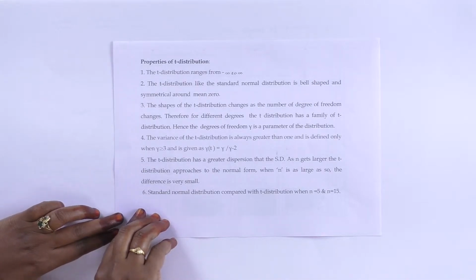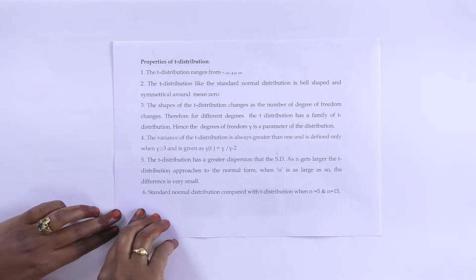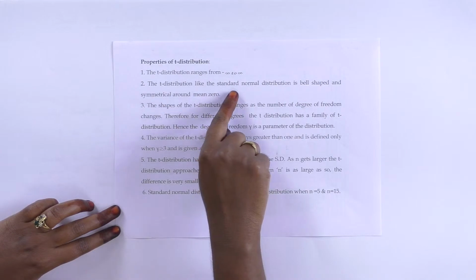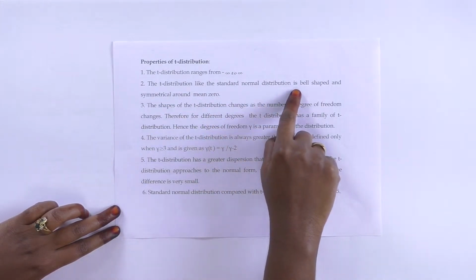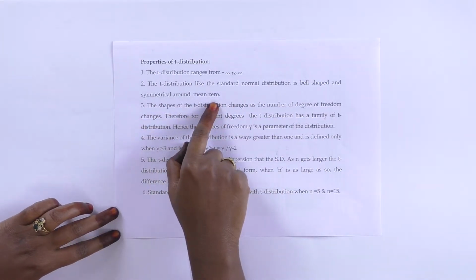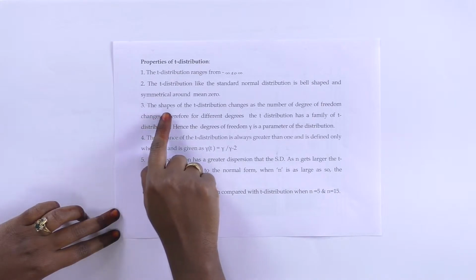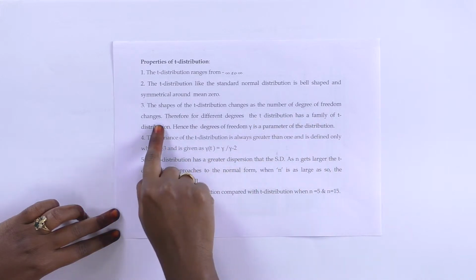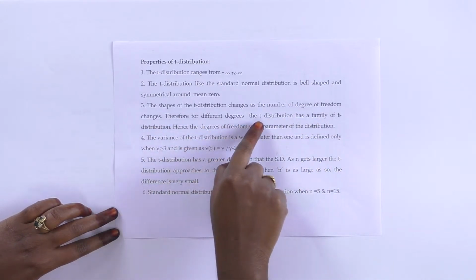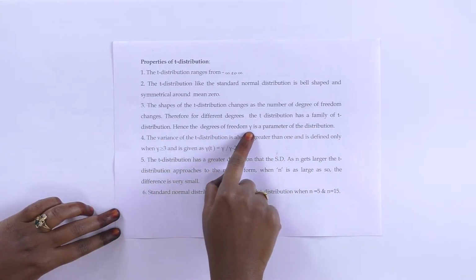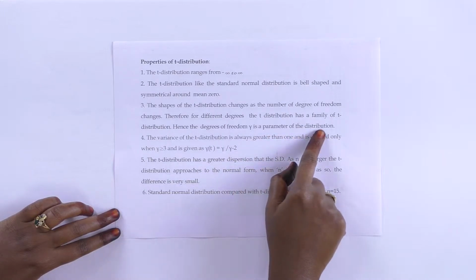Now we are going to discuss the properties of the t-distribution. First, the t-distribution always ranges from minus infinity to plus infinity. Second, like the standard normal distribution, it is also represented as a bell-shaped curve, and it is symmetrical about the mean 0. Third, the shape of the t-distribution changes as the number of degrees of freedom changes, where the different degrees of freedom give a family of t-distributions. Hence, the degrees of freedom nu is the parameter of the distribution.